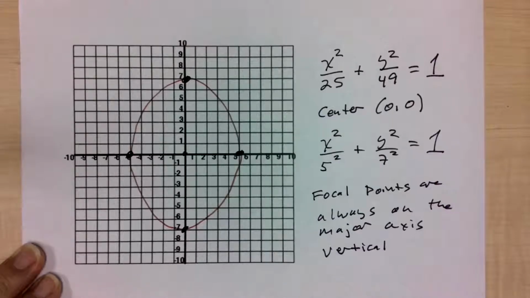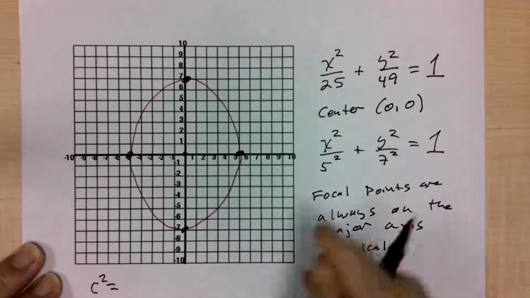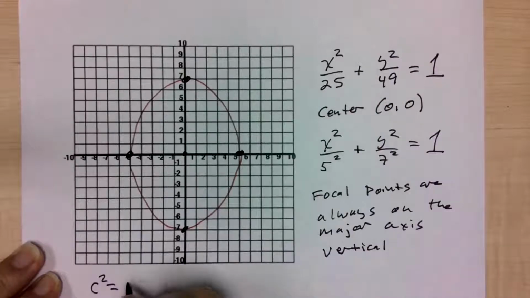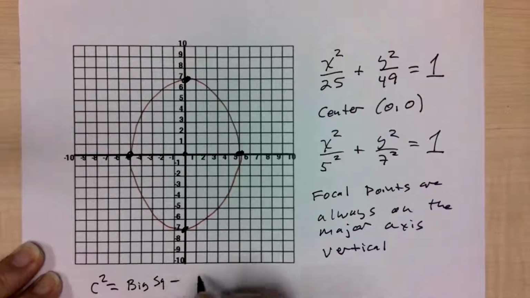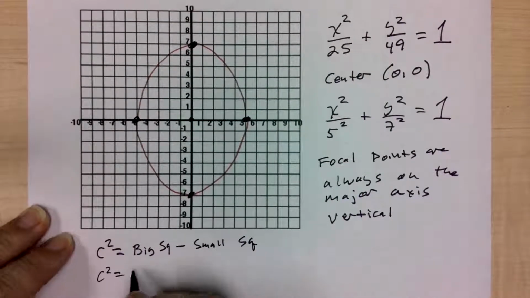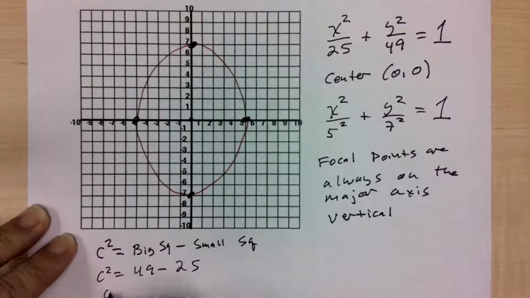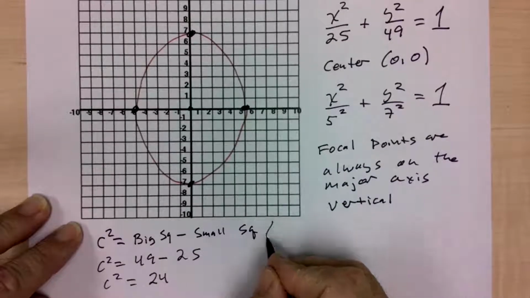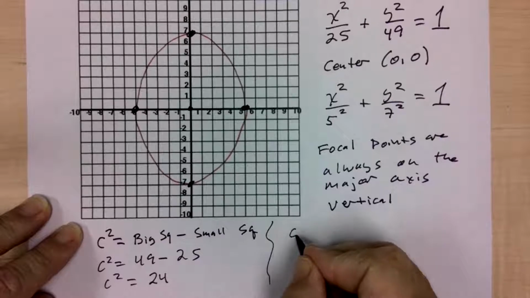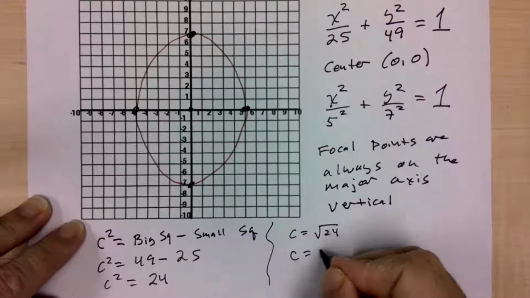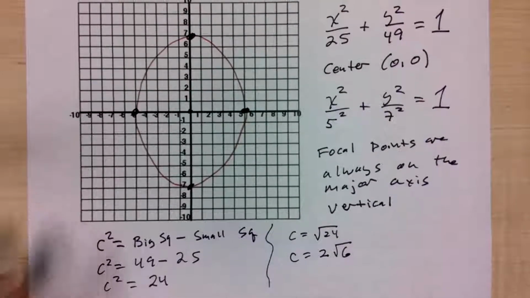So somewhere on that vertical piece on the y-axis will be my focal points. Now, how do we find those? I use the following equation: C squared equals the larger denominator minus the smaller denominator. We want to think of these as perfect squares, so the bigger of the two squares minus the smaller of the two squares. The bigger of my two squares here is 49, so C squared is 49 minus 25. C squared is going to be 24, so C is the square root of 24, which is the square root of 4 times 6. C is 2 root 6, obviously very close to 5.